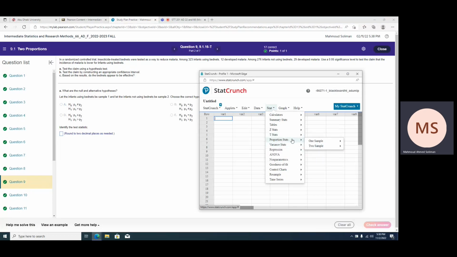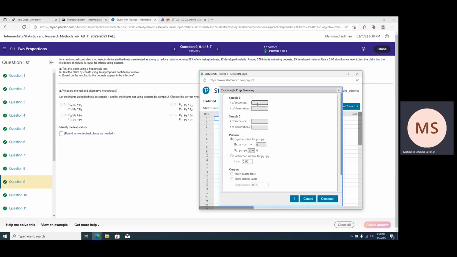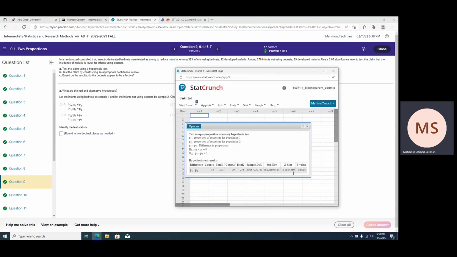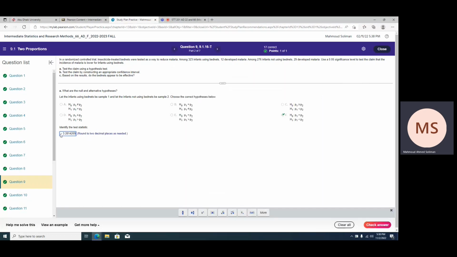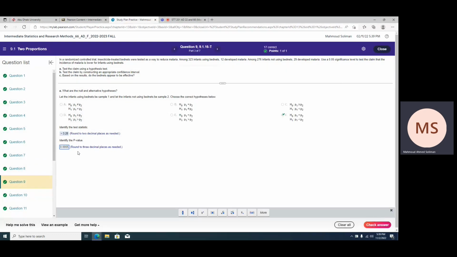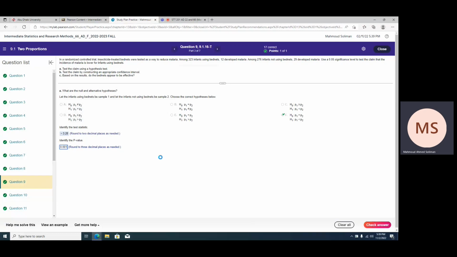So we'll go with proportion stats, two sample, summary. So sample 1 bed nets, so we'll put 12, 323, 29, and 276. And we'll put less than, compute. Have the statistic, put it, 2 decimals. P-value, round it up to 3 decimals. So the p-value, where alpha is here, 0.05. Less than, so we reject.